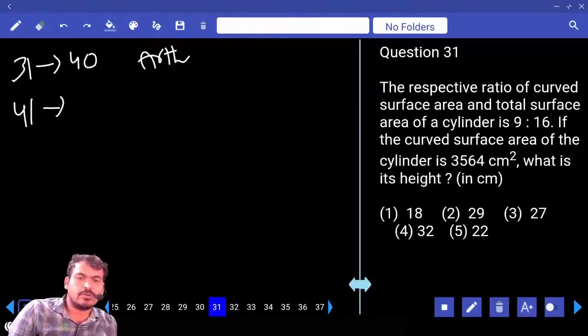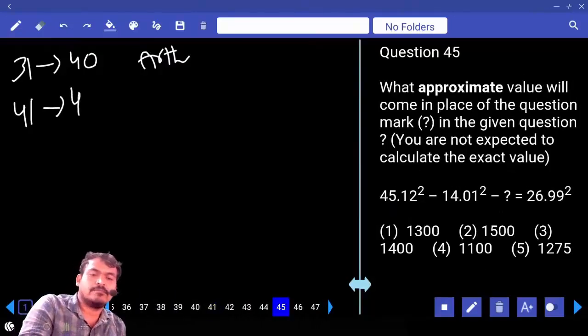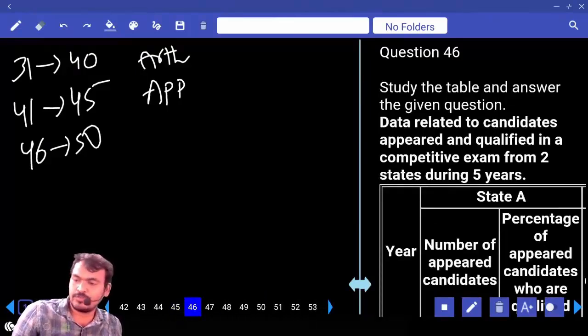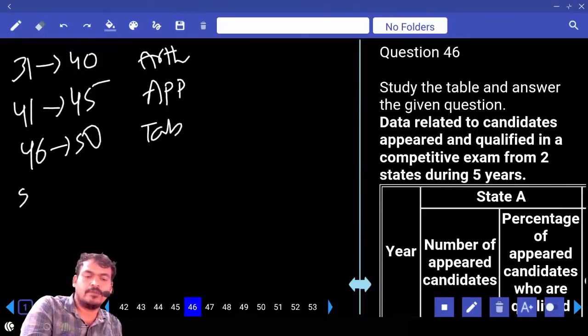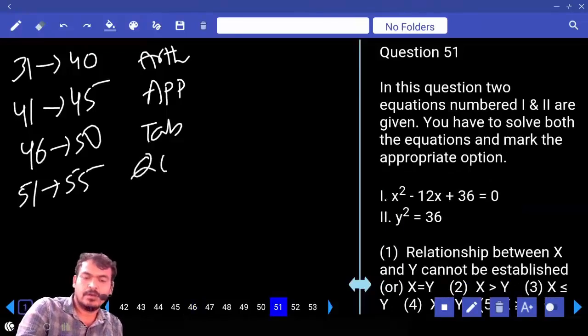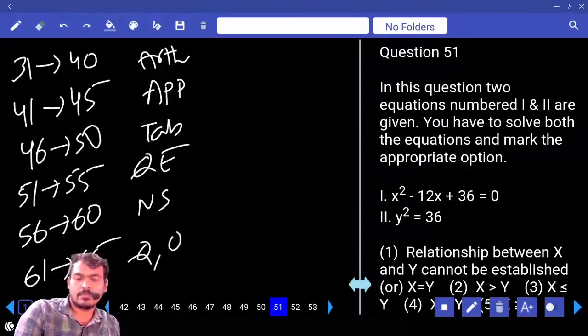Questions 31 to 40 are arithmetic questions, right? Next, 41 to 45, which one? Approximations. Next, 46 to 50, which one? Table or diagram? Table. Next, 51 to 55, quadratic equations. Next, 56 to 60, number series. Next, 61 to 65, comparison of quantities, right?